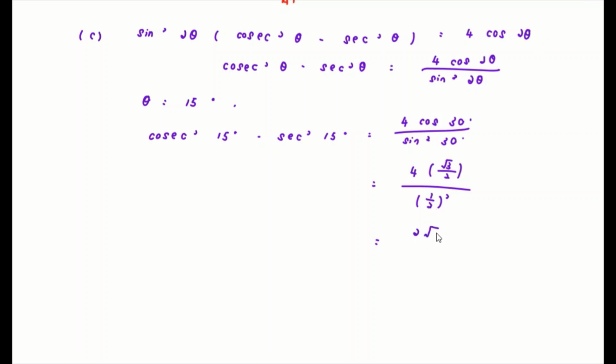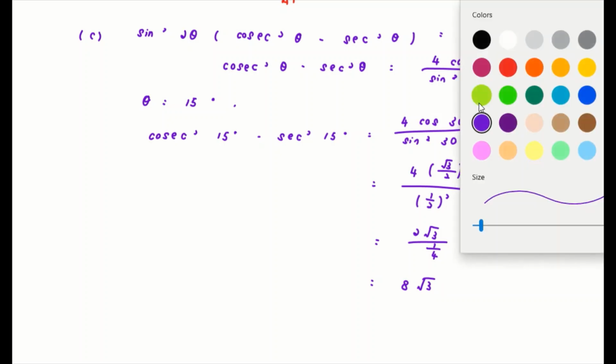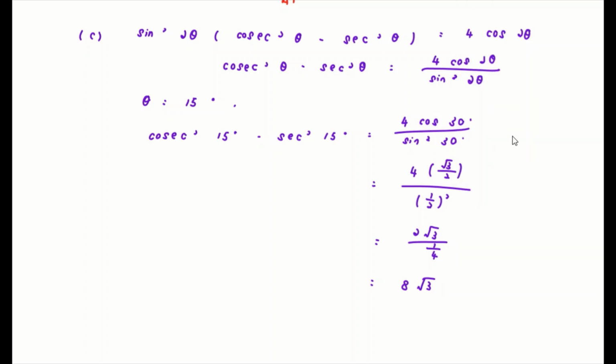Okay, so by solving this, we have 4 times square root 3 over 2, so 2 square root 3, over 1 over 4. So multiply the 4 up there, then 8 square root 3. Okay, so that's our answer. So for this thing, if you are able to identify this, you'll get your M1. Then you get your last answer, you'll get your B1. So that's 2 marks. Okay, so that's the part for 7.